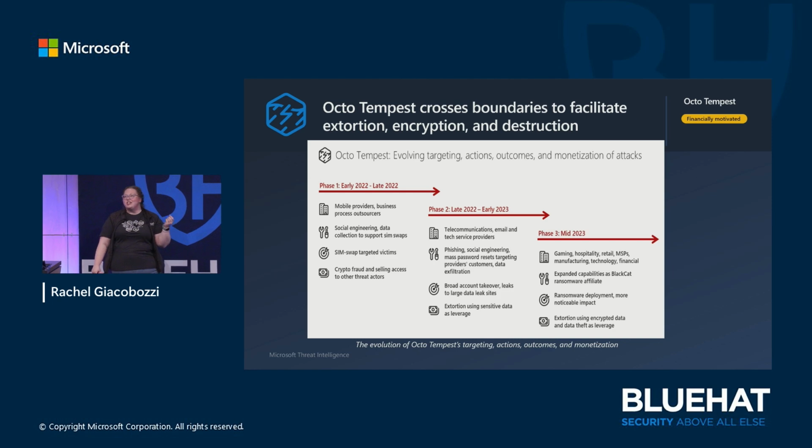And with that expansion of targeting, they expanded their capabilities by becoming a BlueHat ransomware affiliate, which means that they exclusively use BlueHat ransomware. Now, they leverage the data theft and encryption for extortion. They are part of the double extortion ecosystem that exists in ransomware today.